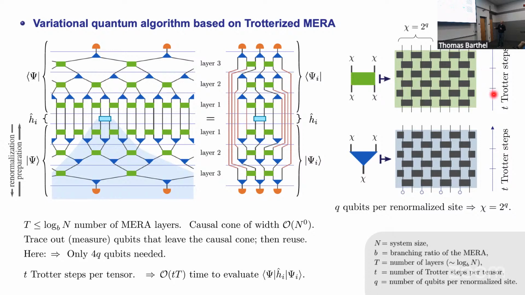The question is then how many of these Trotter steps t we need in order to get an accurate approximation. So we have this additional parameter, small t. The parameters we have now are the number of MERA layers, that's this capital T, which corresponds to log of the system size; the small t, which is the number of Trotter steps for each of these MERA tensors; and the bond dimension chi, which is now related to qubits. If you put this on a quantum computer, we implement each of these renormalized sites of Hilbert space dimension chi by q qubits. In this case, we had bond dimension 16, for example, and we implement this using 4 qubits. So q is equal to 4 in this case.